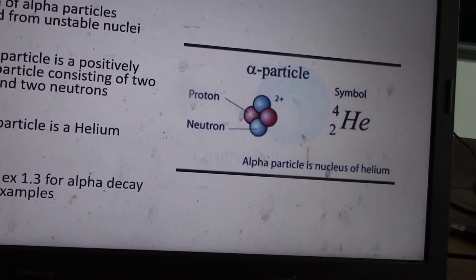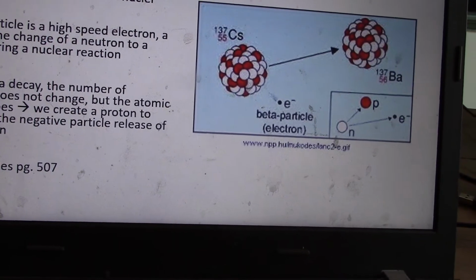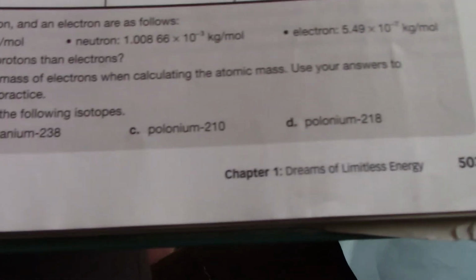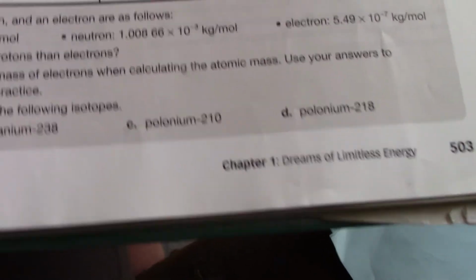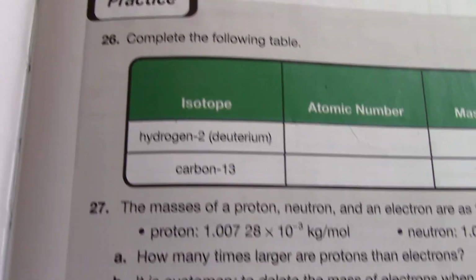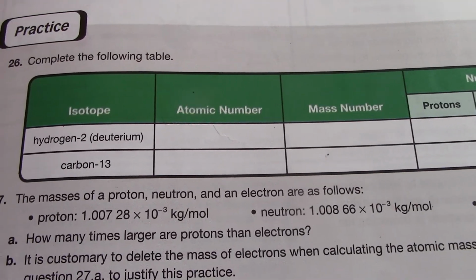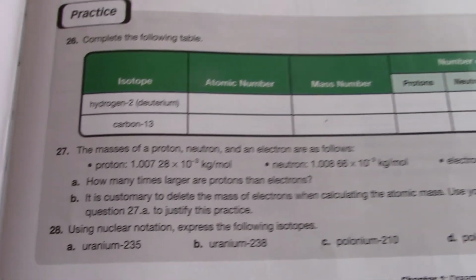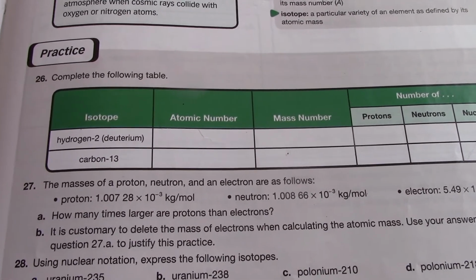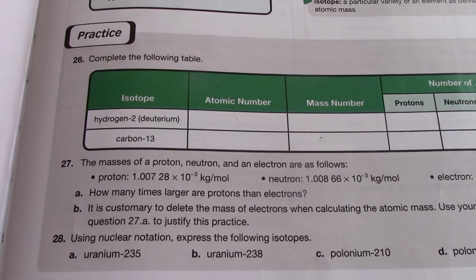So I'm going to talk about alpha decay, and there's also beta decay. We'll talk about those two, but I want to start on page 502, where this nuclear radiation stuff starts, and page 503. Okay, so you have questions 26 through 28 to look at. I'm going to look at this green table here on question 26, page 503.